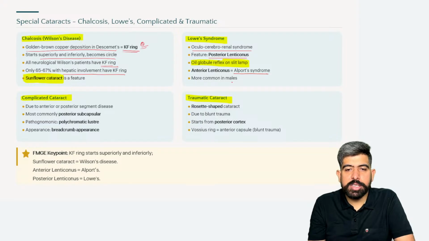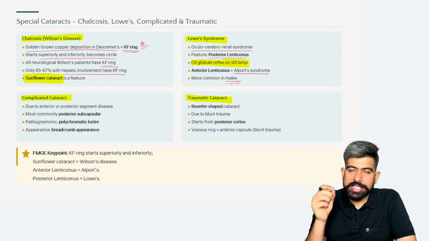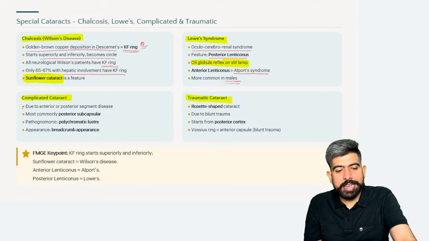And please remember, Lowe syndrome is most commonly seen in males. Also, what about the complicated cataract? If we're talking about the complicated cataract, the first point is this.